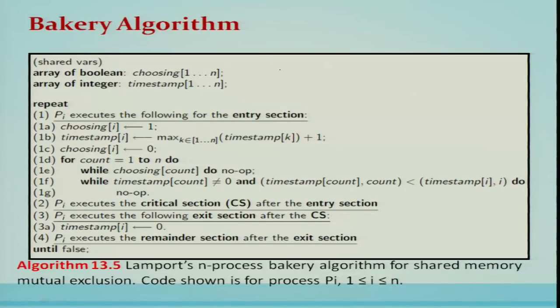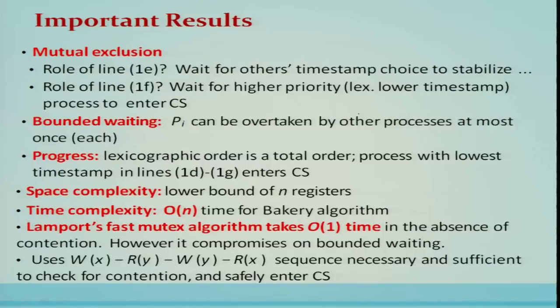So here we can see that this introduces the timestamp, or this ordering. For mutual exclusion, the role of line 1E is to wait for others' timestamp choice to stabilize, and the use of the timestamp is to order them according to priority. The highest priority will be allowed to go into the critical section, and this ensures mutual exclusion. Bounded waiting means Pi can be overtaken by another process at most once. And progress means the lexicographic order is the total order. The process with the lowest timestamp will enter the critical section; that becomes the high priority.